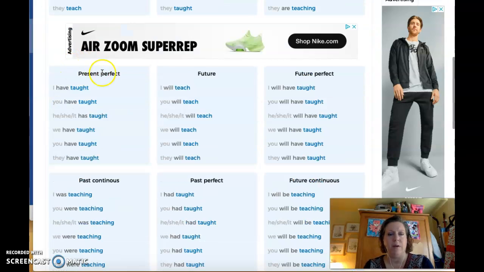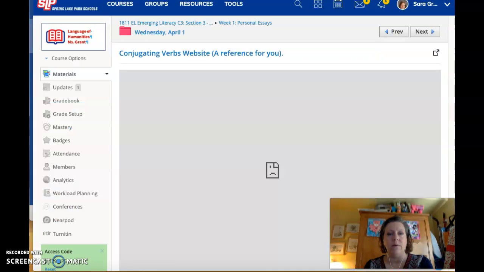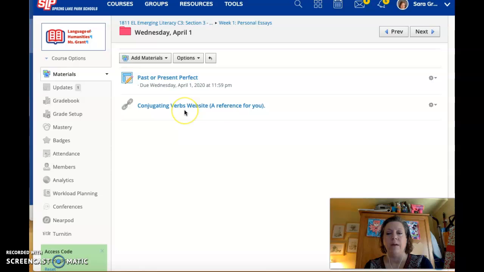the present perfect form of teach is I have taught. So we're going to be using that form today, and you're going to be using that form when you are writing. So that is going to be super useful for you. So I would use it and bookmark it so you can find it again.